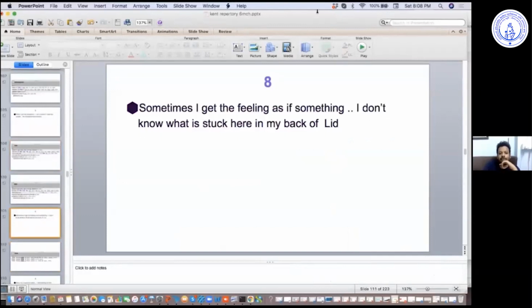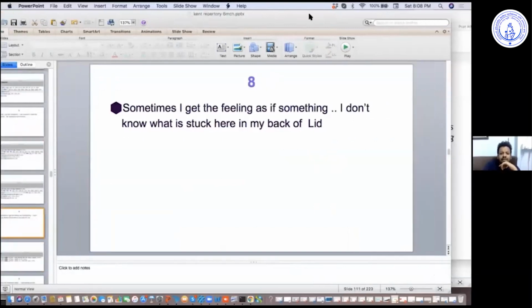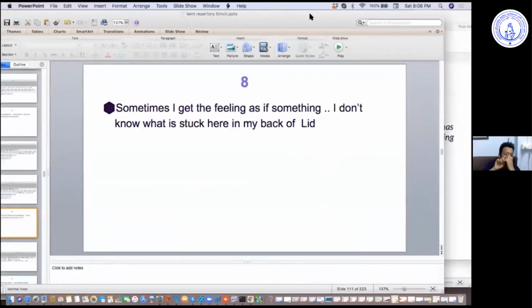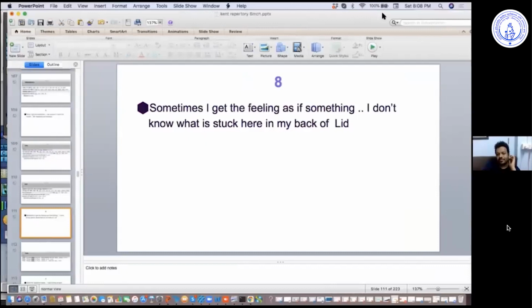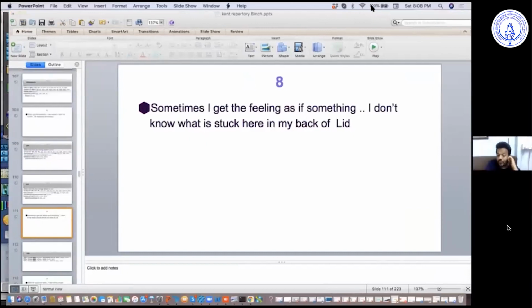Okay. Doctor, sometimes I feel as if something is stuck at the back of my eyelid. Inside my eyelid, some foreign body is there or something is stuck. Something is stuck. What will you do? Tell me. Open Kent. Follow Kent.